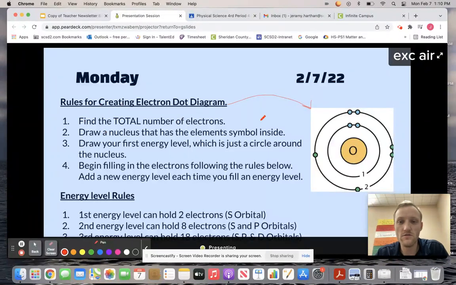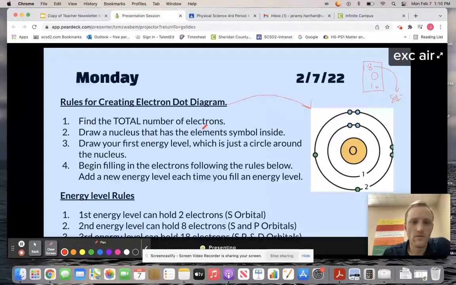Okay, so first thing we need to do is when we look at the element card for oxygen, we need to figure out, okay, how many electrons do we have total? Okay, so just like we did with the warm-up, we know my atomic number is 8. So that means I have 8 protons, which means I have a total of 8 electrons as well. Okay, so I know I have 8 protons and 8 electrons. Okay, so then it says draw the symbol and then draw a circle around it. Okay, so that's what this is. So this yellow dot represents the nucleus, and we know it's oxygen. Okay, then it says draw your first energy level, which is just a circle around the nucleus.